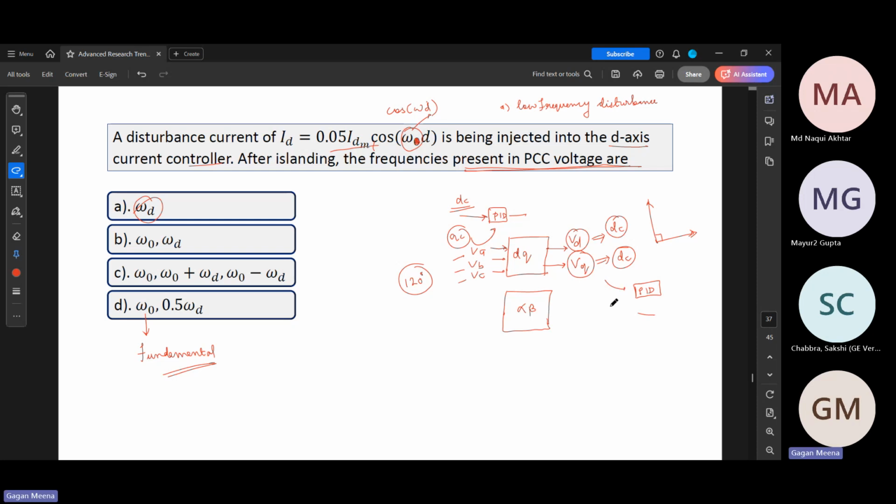It is called stationary frame of reference. And this is not stationary. This is the rotating frame of reference. So if this is rotating at the same frequency as this ABC, the resultant is a stationary quantity. And this concept is used in phase lock loops, where we lock with the frequency of the voltage at PCC.